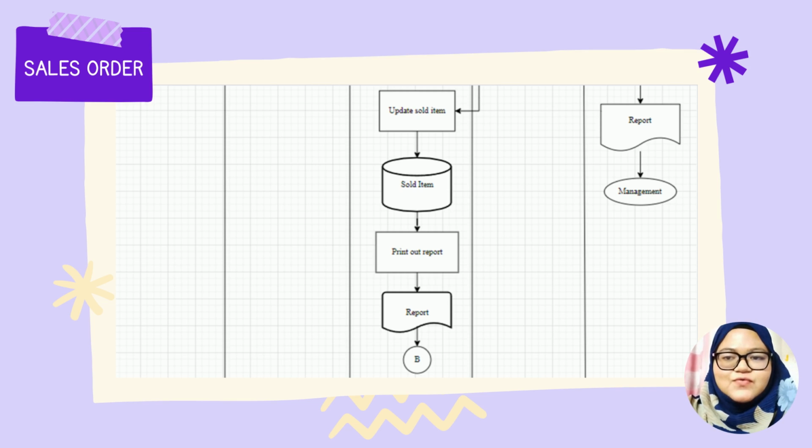After that, the computer will update the sold item and it will be filed into the sold item files. Next, the computer will print out the report of the sold items and it will be sent to the manager. The manager will receive the report, compare the quantity sold with the physical count and update the inventory files. Finally, the manager will prepare the manager report and lastly, send it to the management.